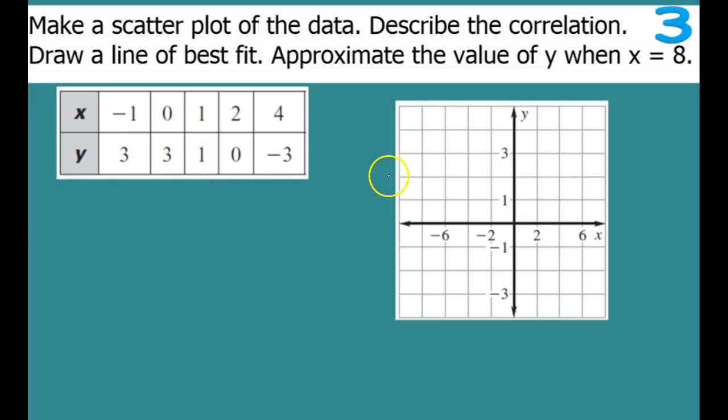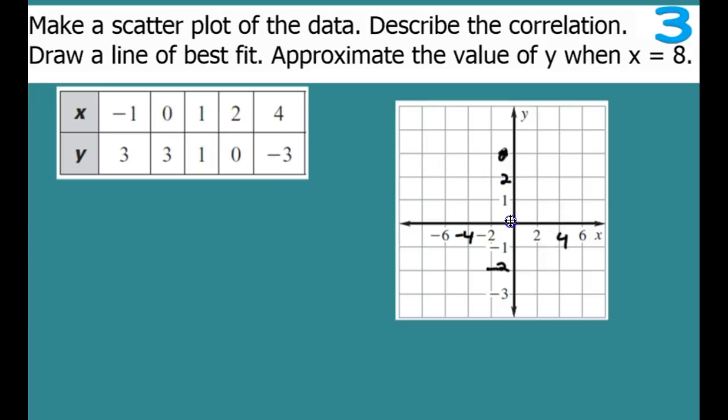Alright, for this problem we need to make our own scatter plot. Here our numbers are going up by 2, so this would be 2, 4, 6, -2, -4, -6. These here are only going up by 1, so 1, 2, 3, 4, -1, -2, -3. So our x for the first one is -1. So we're going to go over halfway to -1. Then up to 3. And our first point is there.